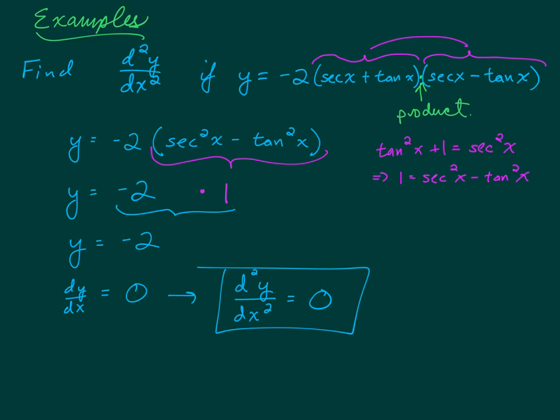But in this case, it is easier. It is good for you to recognize that secant and tangent are in the same Pythagorean identity, and that when you multiply these together, you get some version of the Pythagorean identity, thereby making this derivative much, much easier.